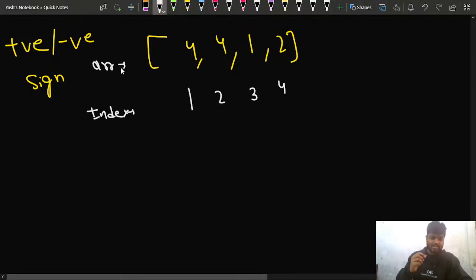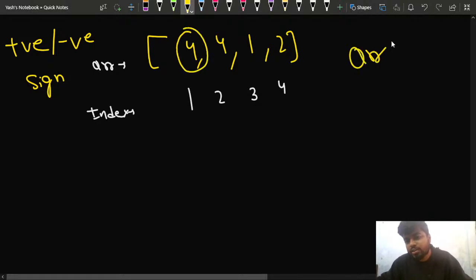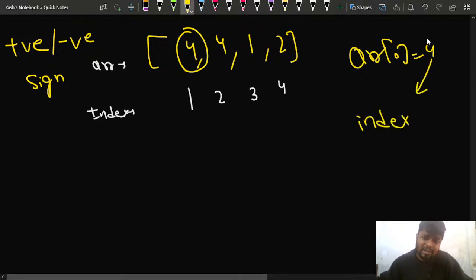So what I will do is, if a particular element is occurring, let's say this 4 is occurring, I'll mark its index. If this element 4 is occurring, I'll pick this element out. What is ARR of 0? ARR of 0 is nothing but 4. So I'll mark the index 4, that is this particular index, as -1. At this particular index, I'll mark the element as -1, whichever element is there.